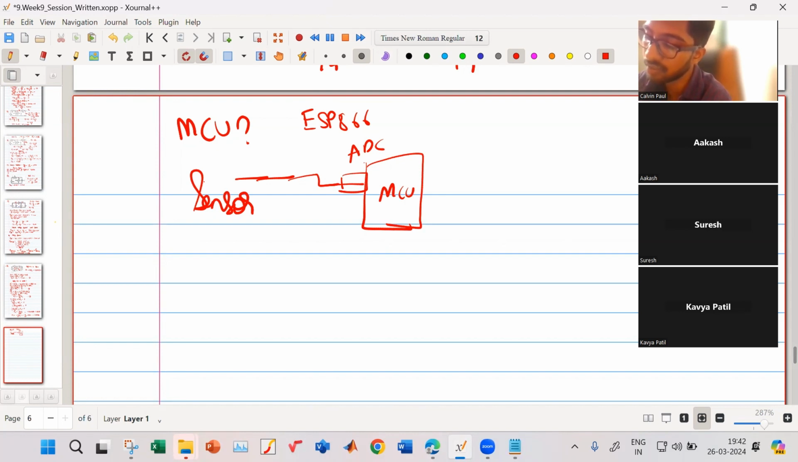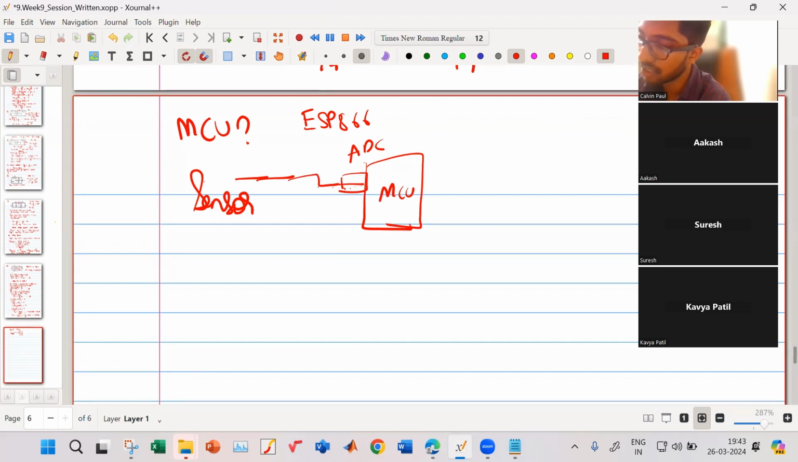So you will send the sensor signal to an analog pin. Your sensor signal cannot go to your digital pin. It will go to your analog pin. Your analog pin will convert it, and you will use that inside your MCU for determining whether the temperature is too high or your pulse is too low. Yes, sir. Okay.